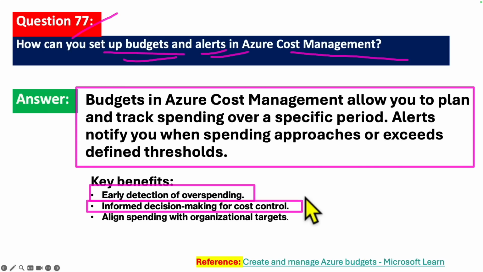Second, it allows you to make informed decisions, because these budgets or alerts provide actionable insight for better cost management and control. Third, you can align this spending with your organizational targets, because you can keep track of it. This ensures that the spending aligns with your financial targets and your organizational objectives. Additionally, budgeting offers clear visibility into your spending patterns, promoting transparency and accountability. By setting these limits, organizations can proactively manage their spending.